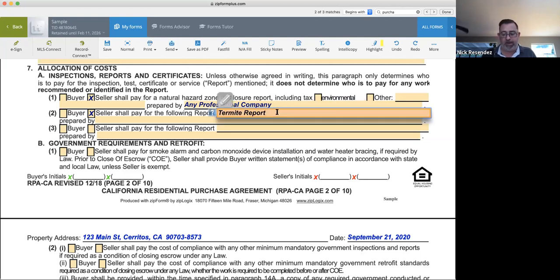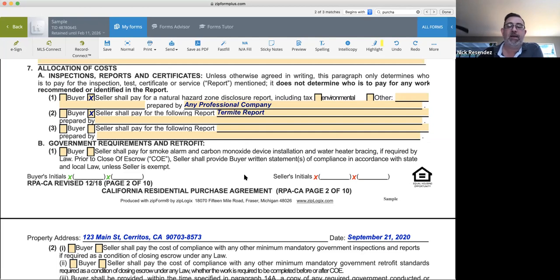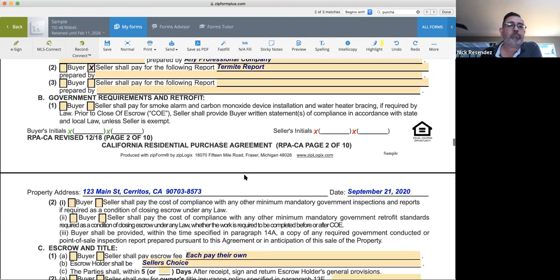Now, can you just put in here and section 1 clearance? Yeah, you can put it there. You can definitely write it in there, or you can just put termite report. I think the contract was designed to say you pay for the report here and the work will be decided down below in the next paragraph. So we'll get there in a second. All right.